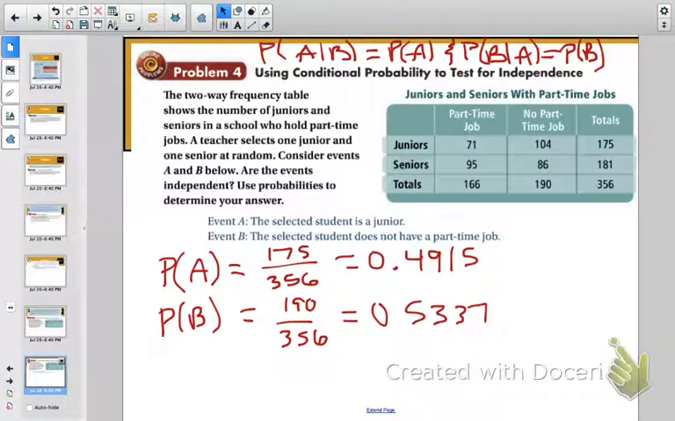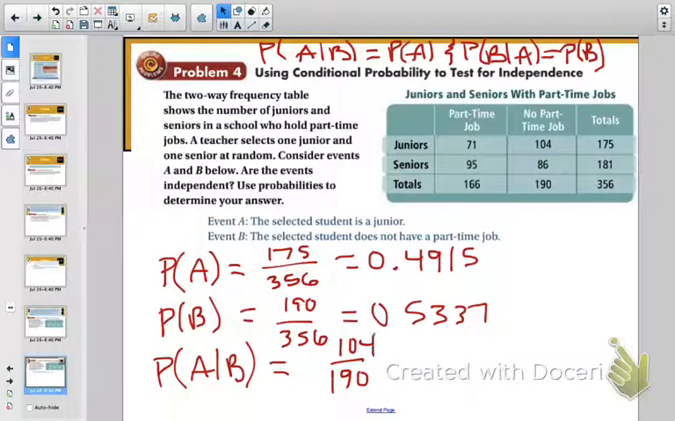Okay, so now we need to look at your conditional probabilities. So probability of A given B. So probability the student is a junior, given they do not have a part-time job. So whatever you're given, that's what you're going to divide by. So we're going to divide by the 190 total. That's how many don't have a part-time job. Probability they are a junior is 104 out of 190. 104 out of 190. 0.547.